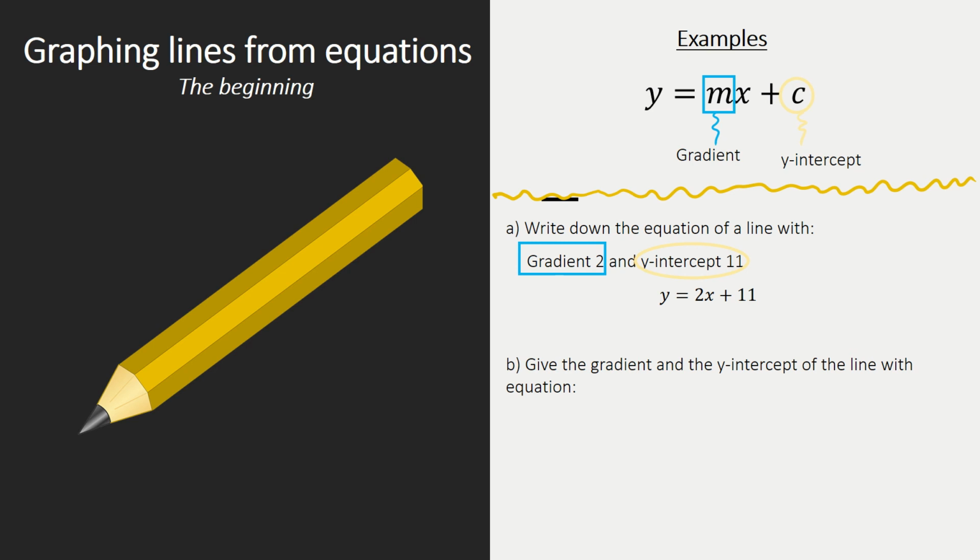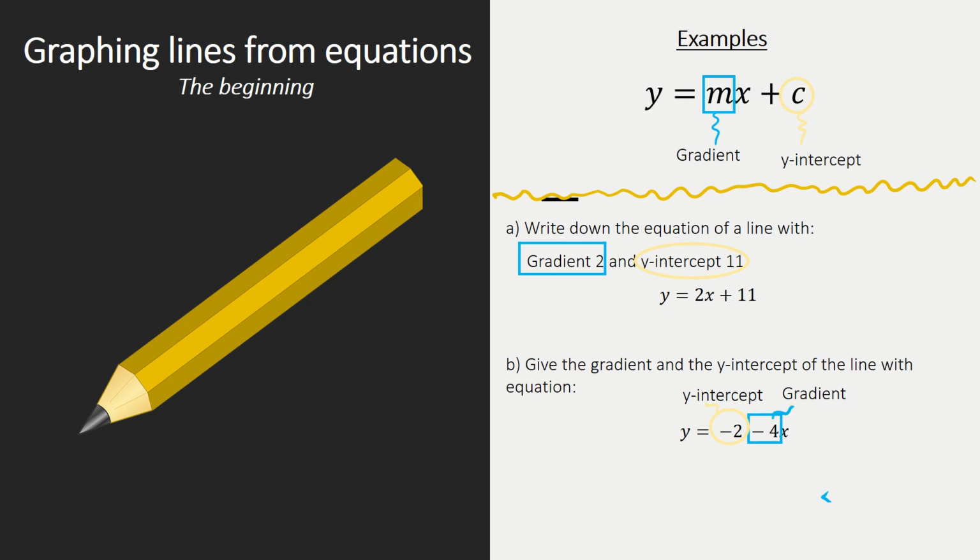Our next example. Give the gradient and the y-intercept of the line with equation y equals minus 2 minus 4x. Minus 2 is in this case the y-intercept, and minus 4 is the gradient. And this might seem a little bit strange, but please remember that the gradient is always before our x or a different variable. So the y-intercept is on its own, it's just a number, and the gradient is always a number before the variable, in this case the x.